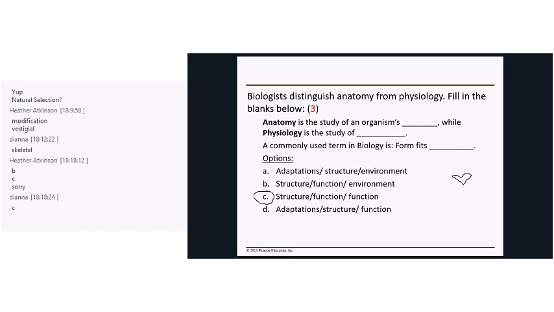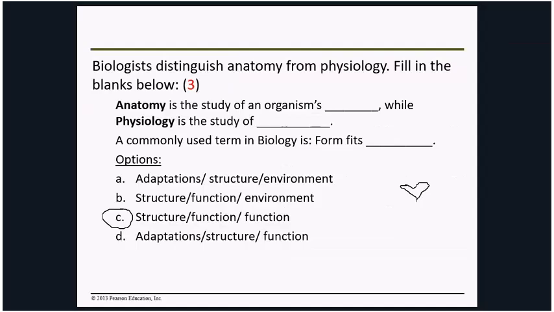And then a commonly used term in biology is form fits function. An example of that is our back molars have the form of being wider and flatter than our front teeth. That is because our back molars are used for grinding up food. It's not necessarily for cutting. It doesn't need a sharp edge. It just needs to mash the food and grind it up. So that's an example of how the form of our back molars fits its function.